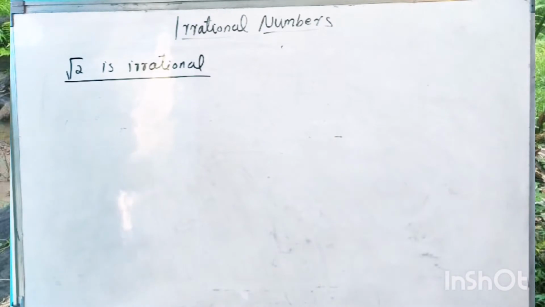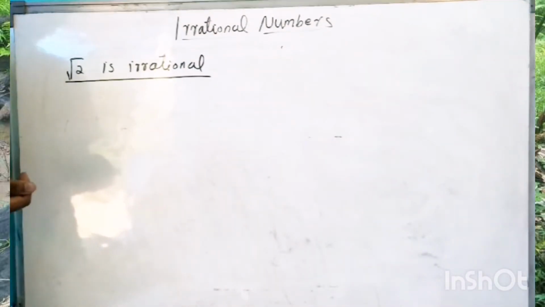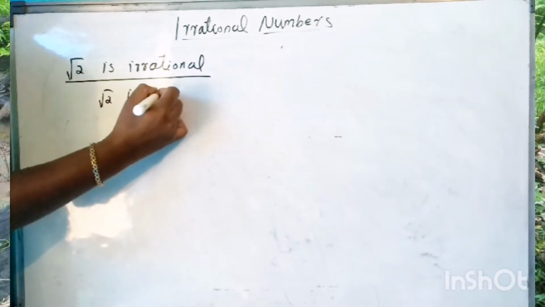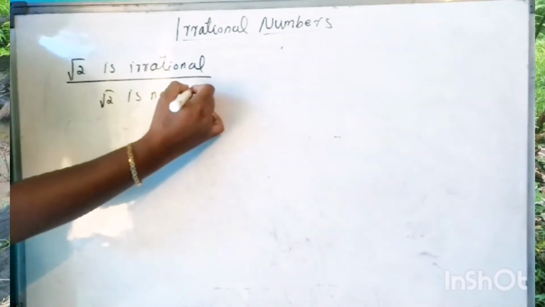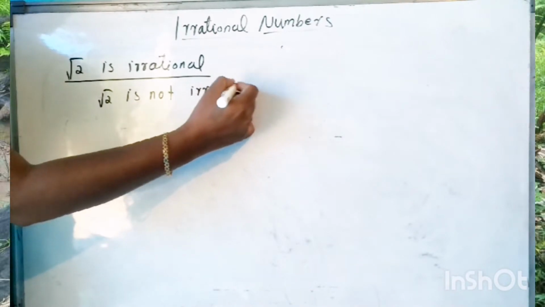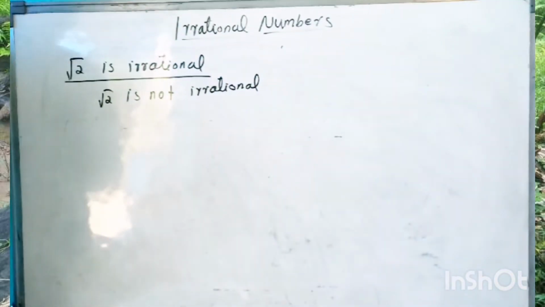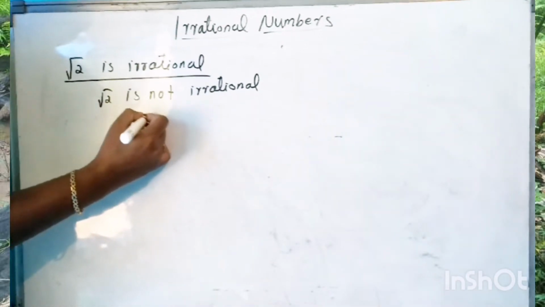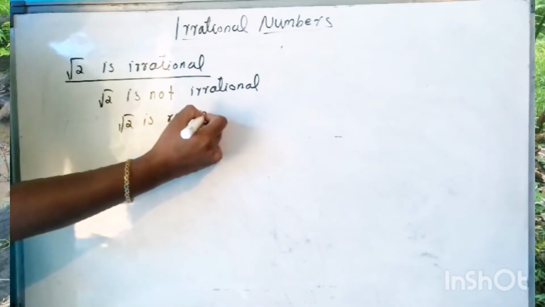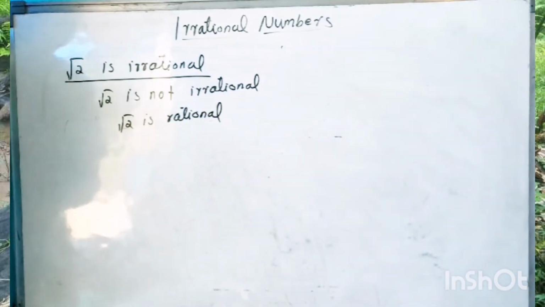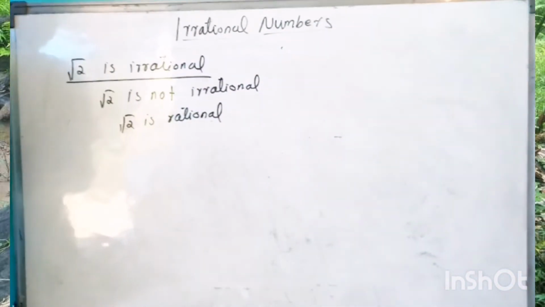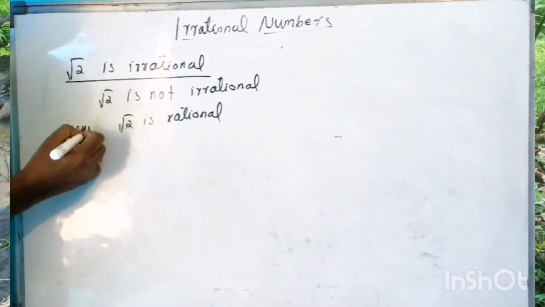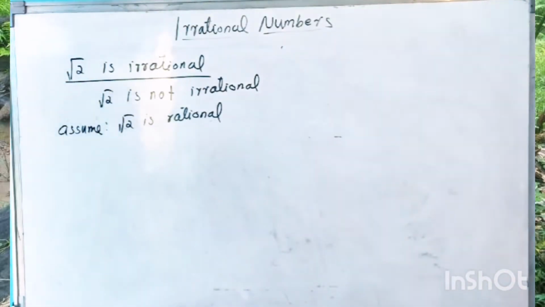We will assume that root 2 is not irrational. Actually, we need to prove root 2 is irrational, but we will assume that root 2 is not irrational. If it is not irrational, that means root 2 is rational. So let us assume that root 2 is rational.